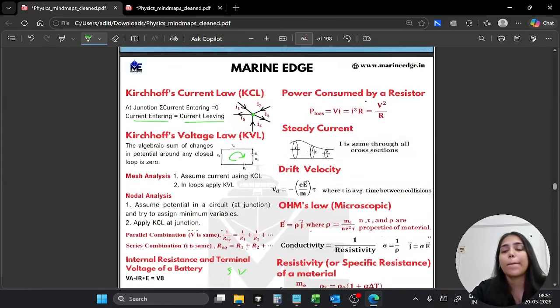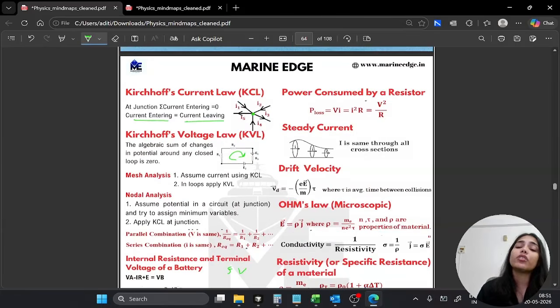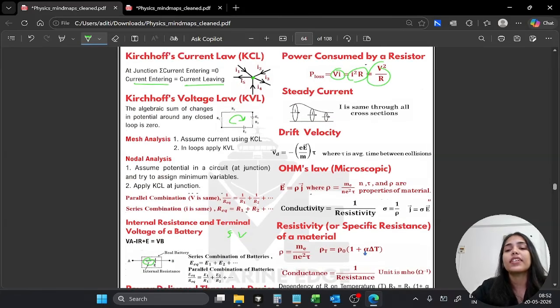Now, how much is the power consumed by a resistor? Just now we saw VI. We can also write it as I square R or V square by R, whatever is the value given to you. Next, steady current: I is the same throughout all cross sections of the conductor.